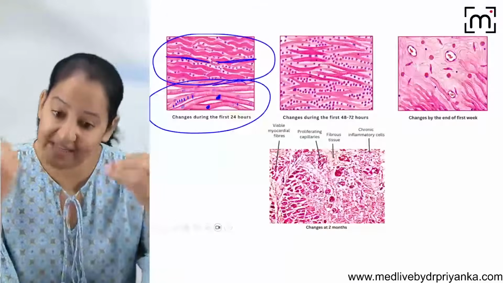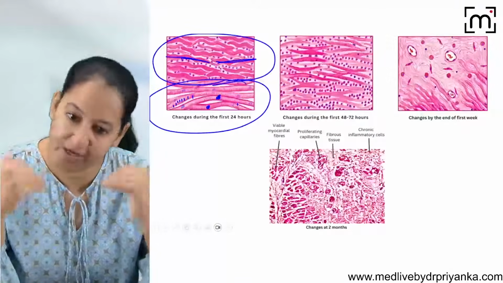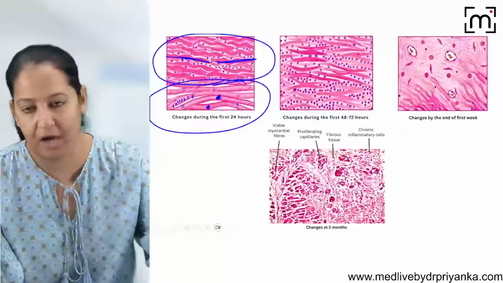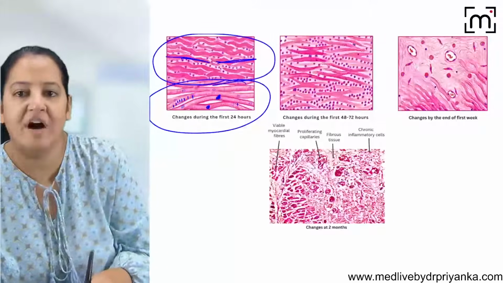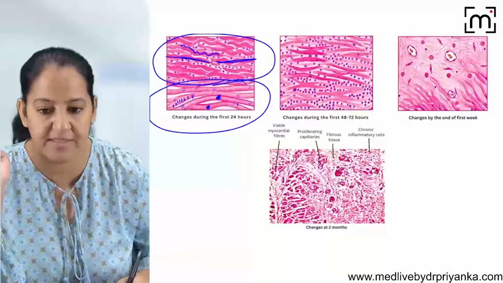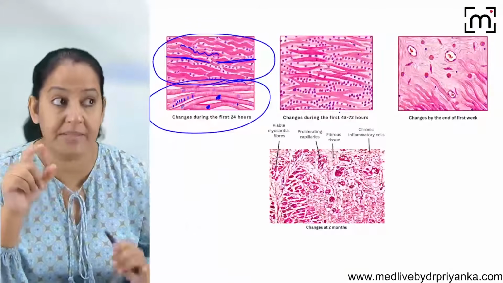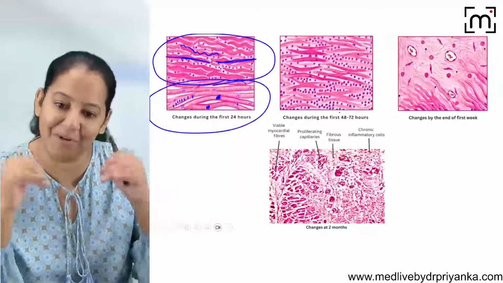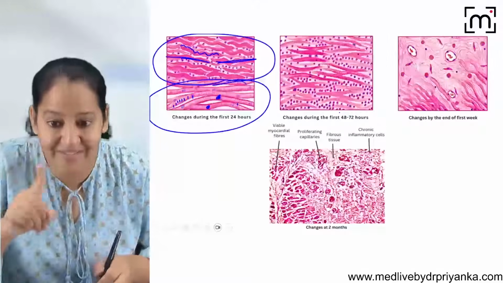So cytoplasmic details are lost. Nuclear details are also lost. Only morphology, architecture is maintained. Only the architecture. It's a coagulative necrosis. You have seen my lecture on coagulative necrosis. Coagulative necrosis is the necrosis in which architecture is maintained, but cytoplasmic and nuclear details are lost. That is clearly visible here.